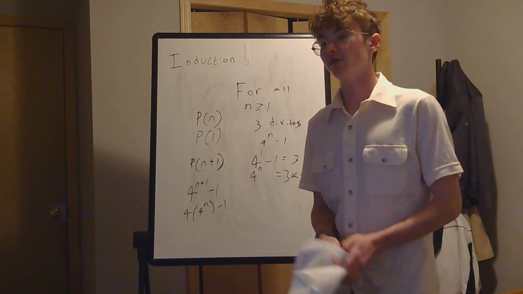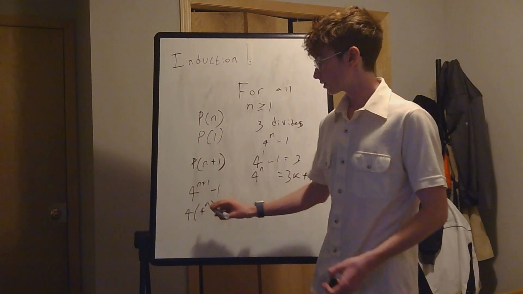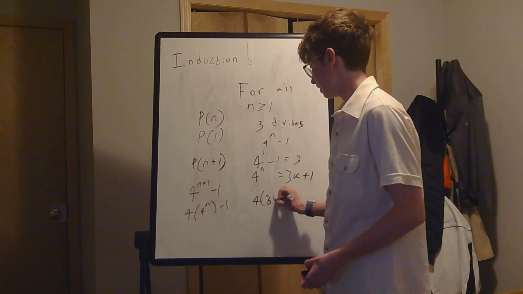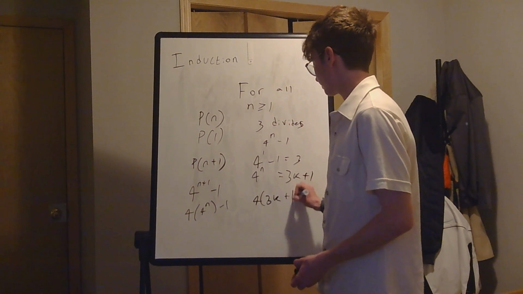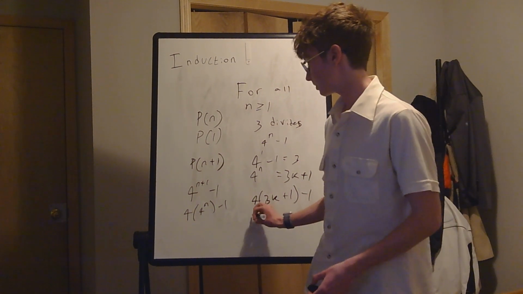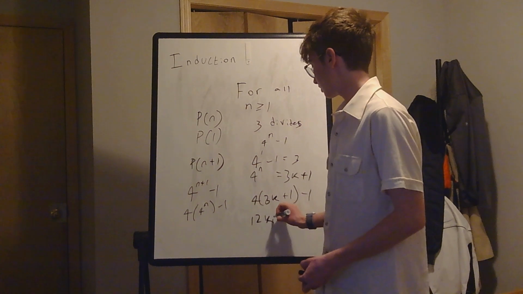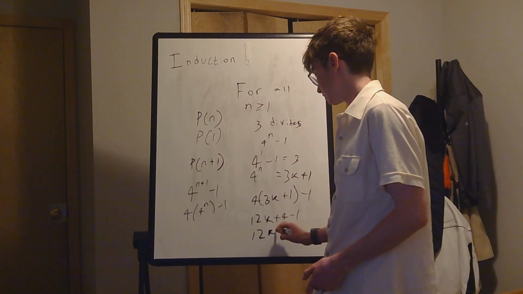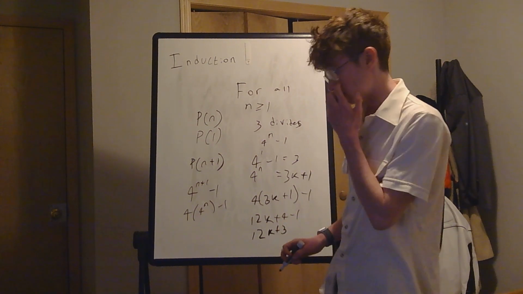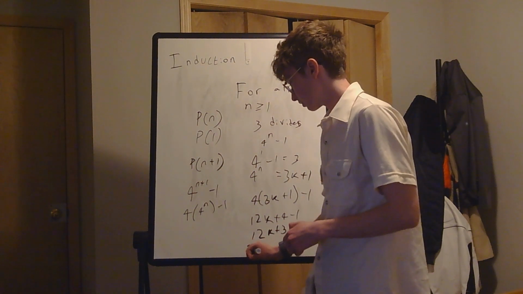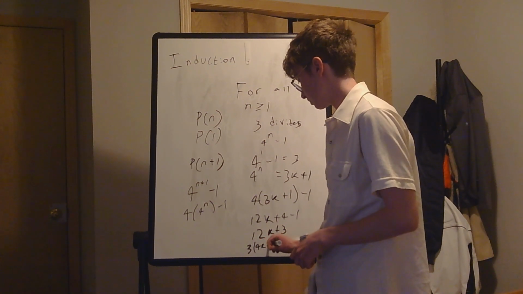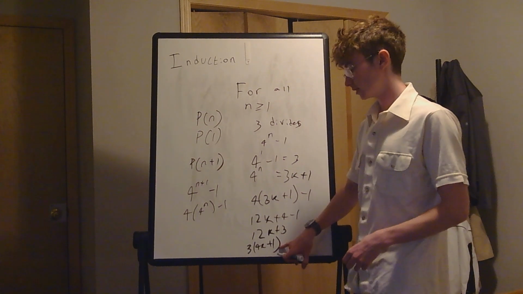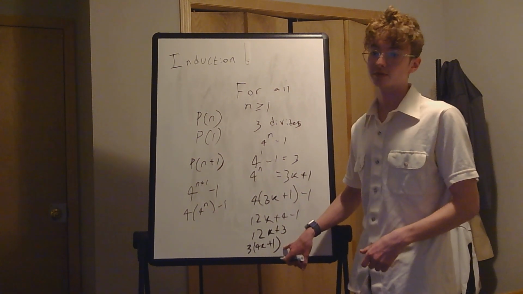we can find that 4 times 4^n - 1 is equal to 4 times (3k + 1) - 1. If we expand this, we get 12k + 4 - 1, which is equal to 12k + 3. And we know that we can take out a 3 and get 3 times (4k + 1). And 3 obviously can divide 3 times (4k + 1).